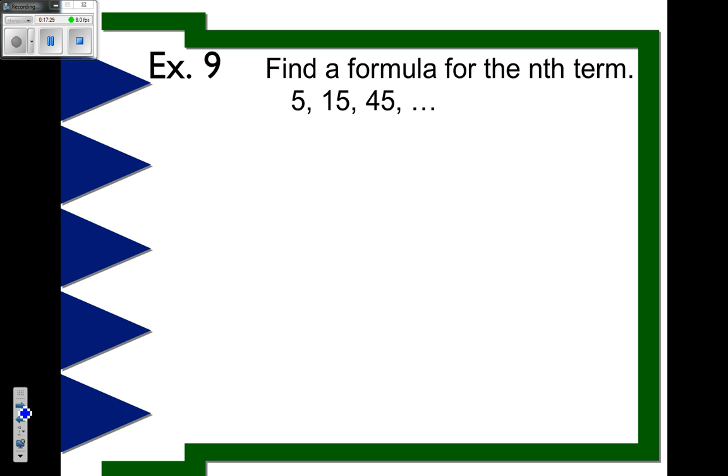Find the formula for the nth term. What's a sub 1? 5. What's r? 3. How'd you get 3? He says he divided 15 by 5. So 15 divided by 5 gets 3.